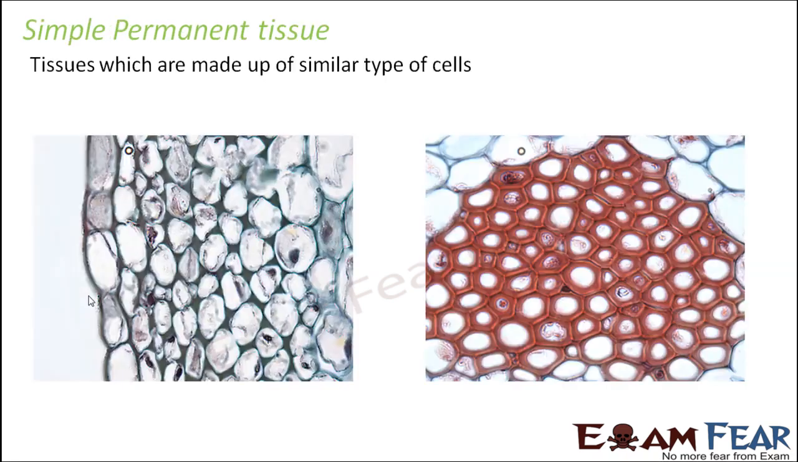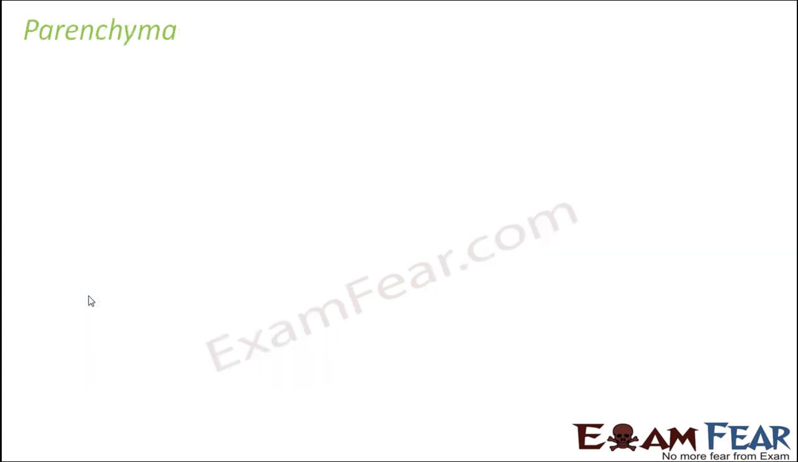Okay, so here you can see some of the plant tissues which have been portrayed here. Now let us talk about each of the types of simple permanent tissue. So the first type was parenchyma. So let us now talk about parenchyma, and its characteristics.